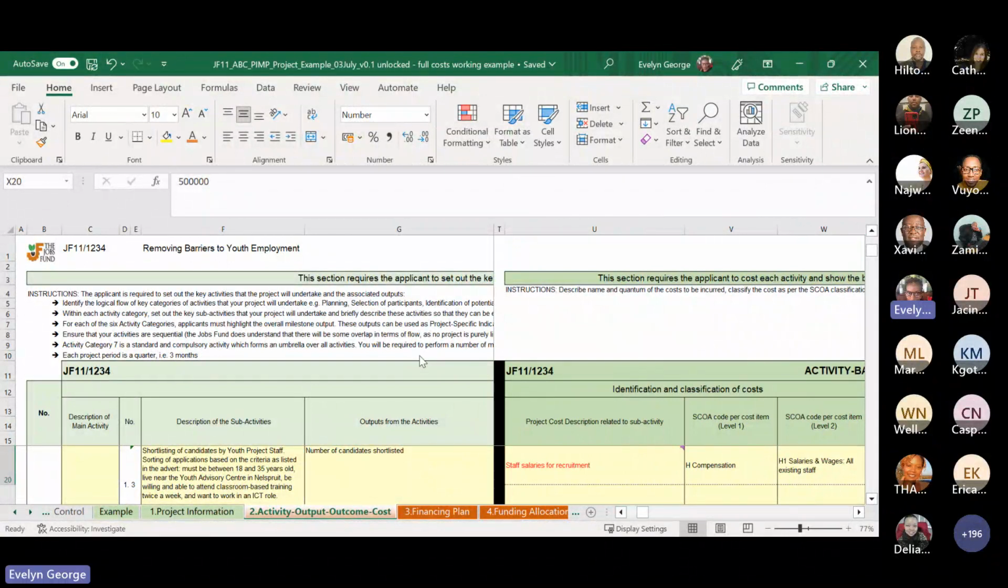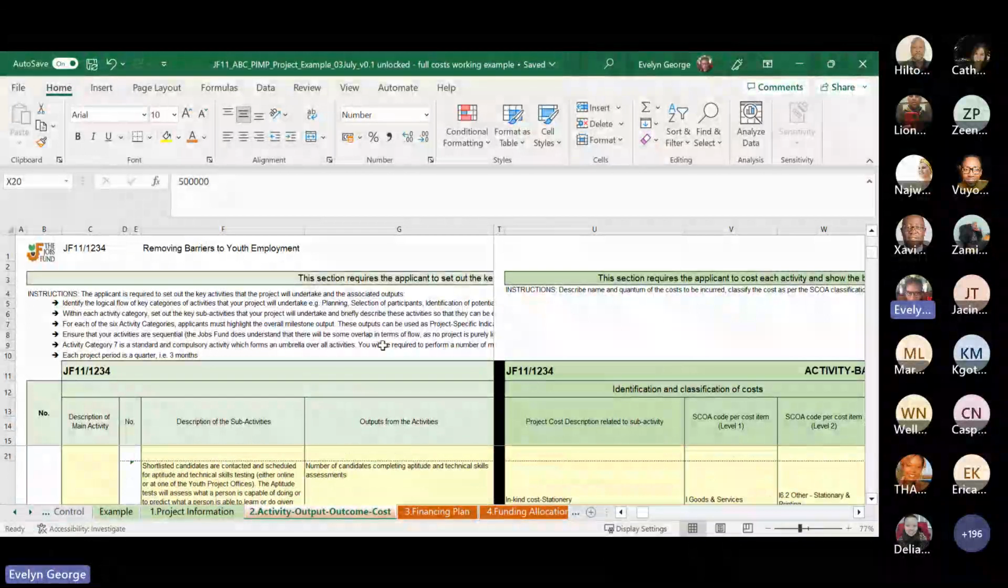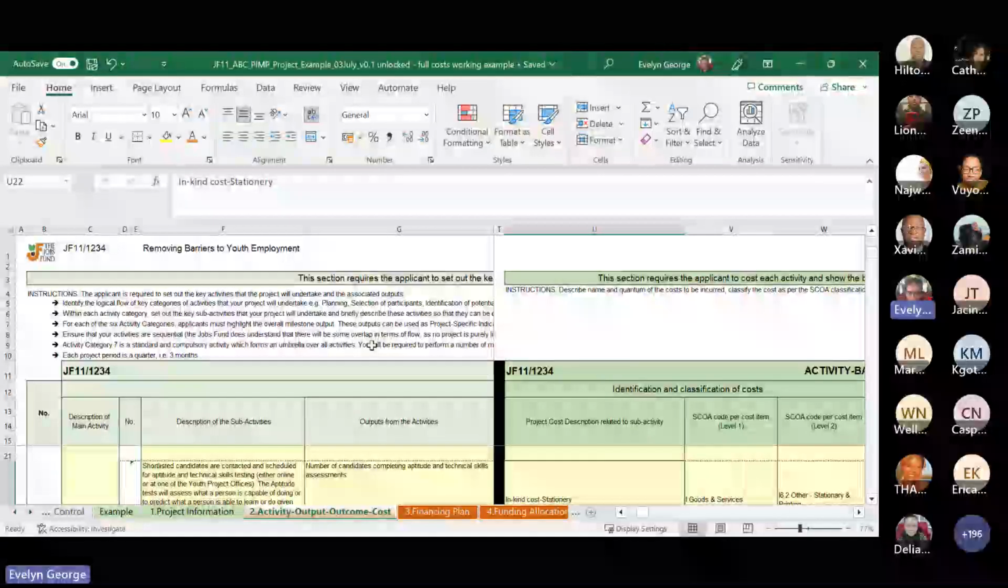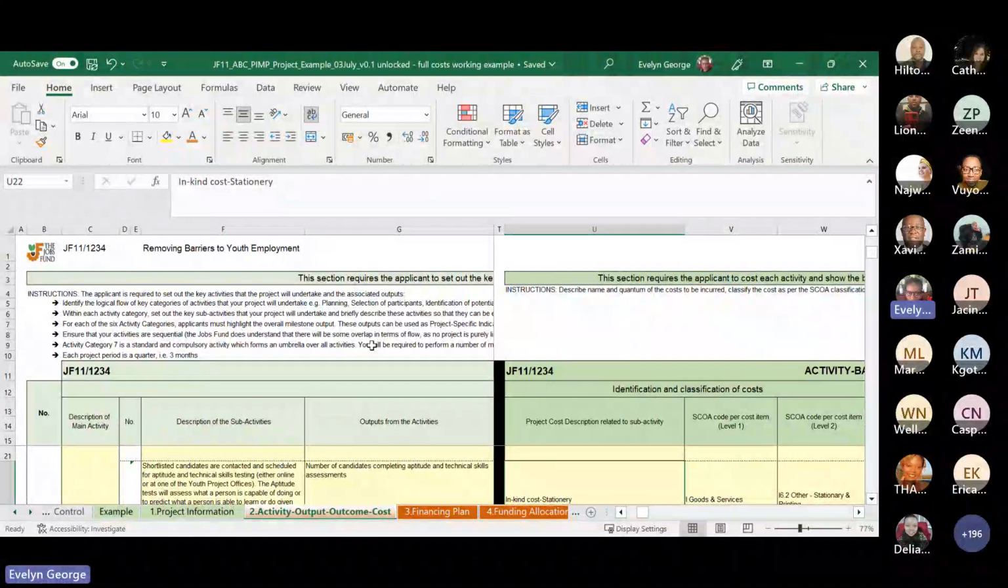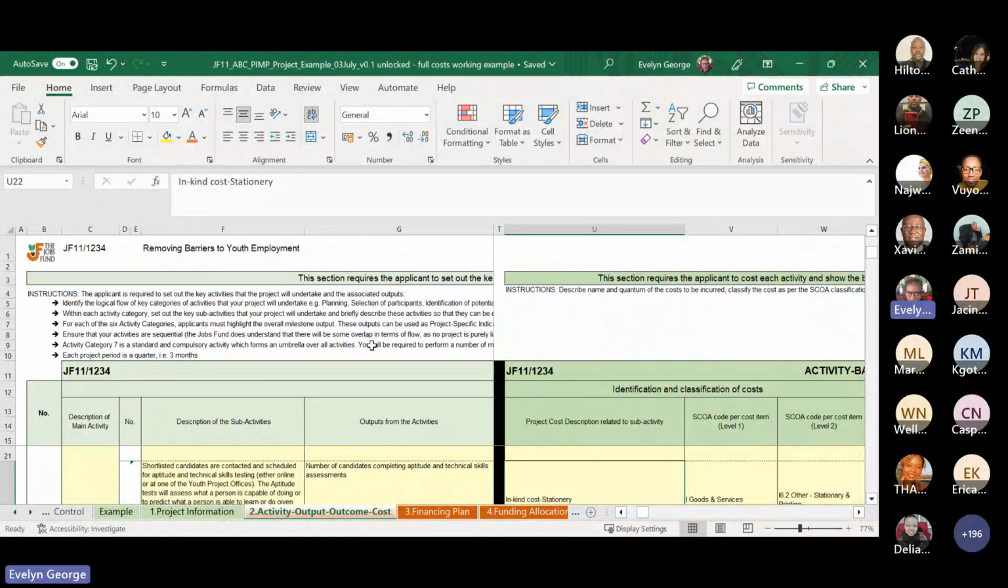Okay, so we move on to, and someone also mentioned stationery. It is here in the pre-populated version, and it is in the example where it is said that stationery costs will be contributed on an in-kind basis. And if you recall, I said that we do have to cost the in-kind item so that we balance.